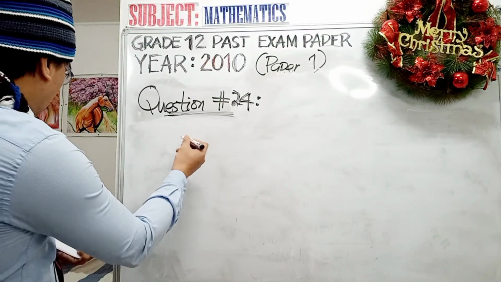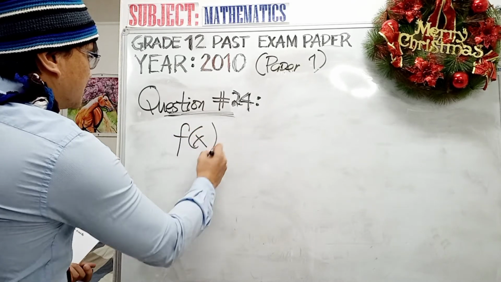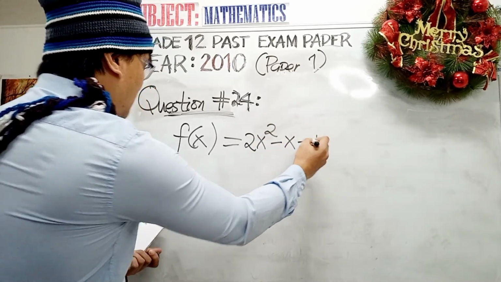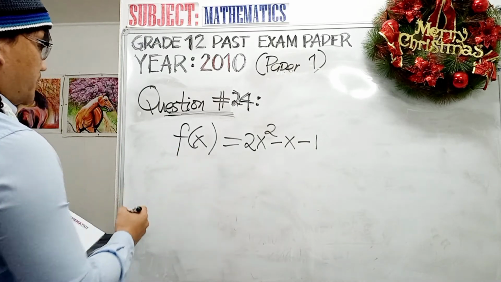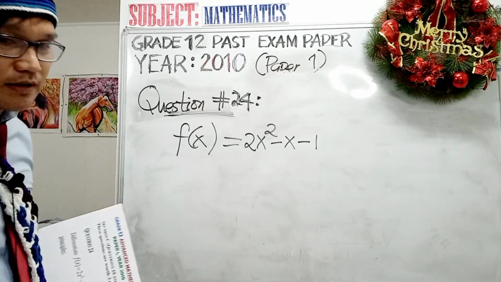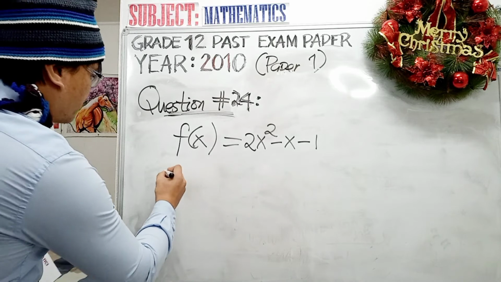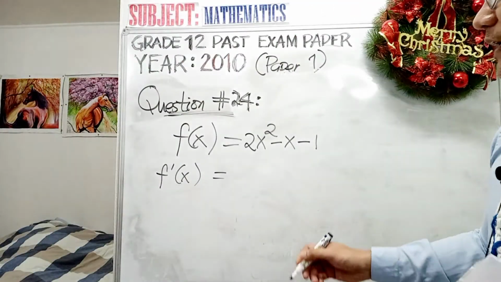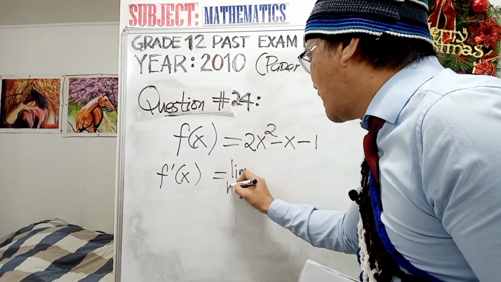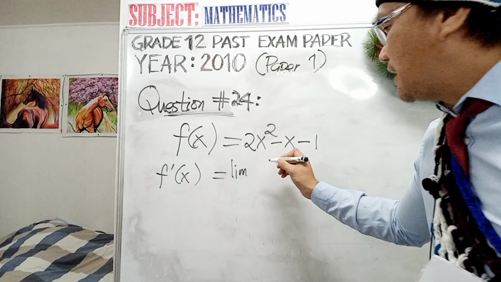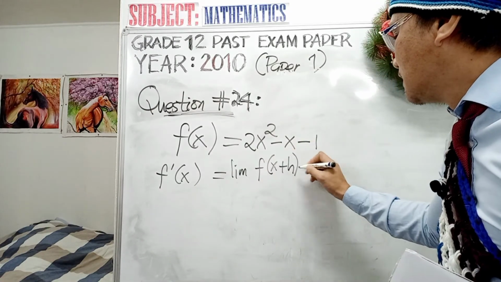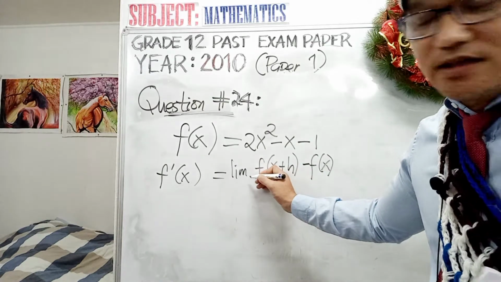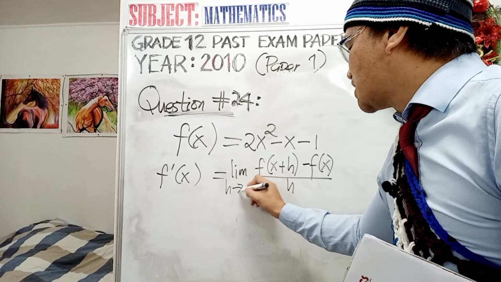So we have the given function f of x is equal to 2x squared minus x minus 1, from first principles. So you will use the first principles. The formula for first principles is f prime of x, which means the derivative of f of x, is equal to the limit as h approaches 0 of f of x plus h minus the function f of x, divided by h.